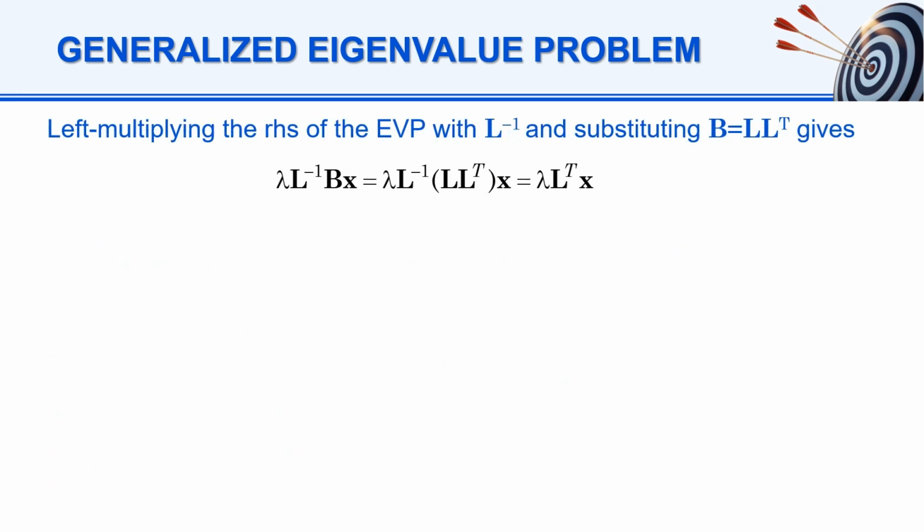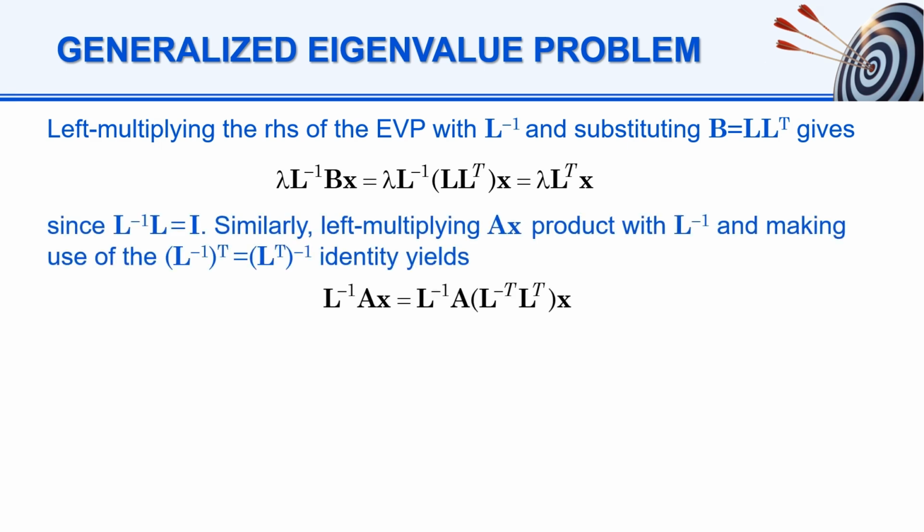Left multiplying the right-hand side of the eigenvalue problem with inverse L and substituting B equals L L transpose gives the following, since inverse L times L equals the identity matrix. Similarly, left multiplying the A X product with inverse L and making use of the transpose of inverse L equals the inverse of transpose L, identity, yields the following, where the transpose of inverse L is denoted by L to the minus T, and L to the minus T times L to the T gives the identity matrix.